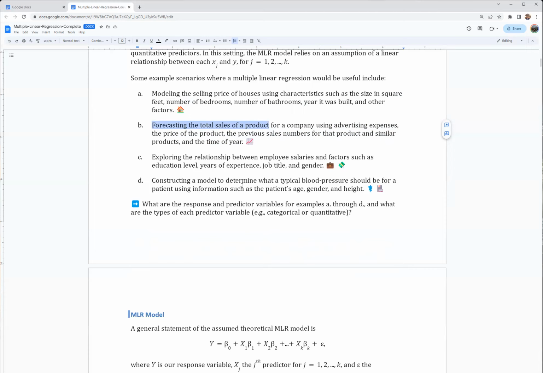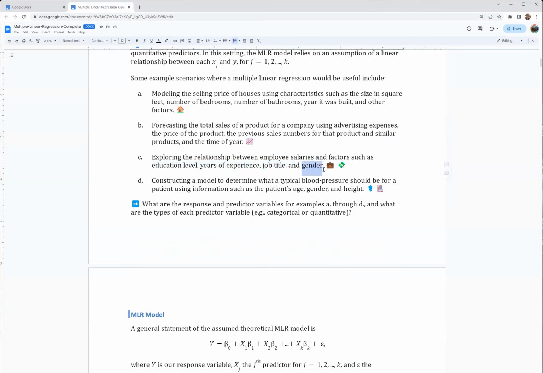Sometimes you're interested in a predictor variable more so than others. So maybe a company is concerned that the pay of an employee differs by gender after controlling for the education level, years of experience, job title, and other factors of an employee. And so they could use a linear regression model where they predict salary of an employee using these other factors.